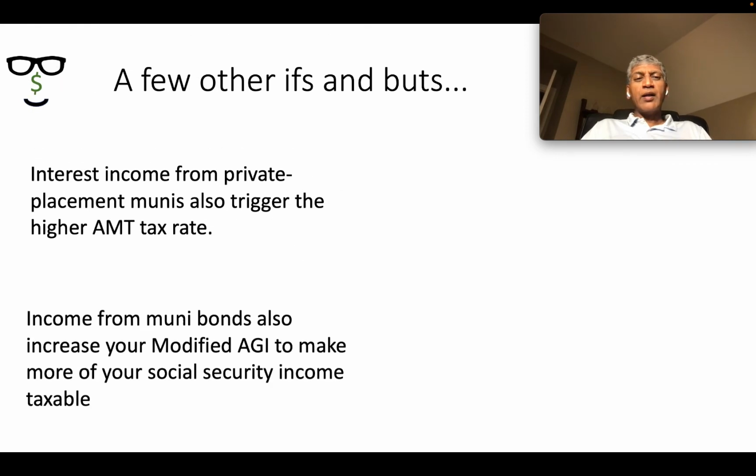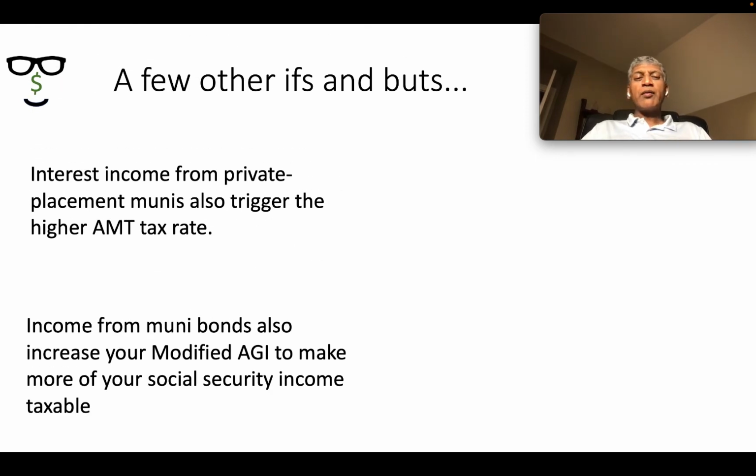One more thing I forgot. Income from muni bonds also increases your modified adjusted gross income. So some of you may be on Social Security and you say, yay, I bought a muni, I feel good about owning these tax exemptions. Not really. Depending on what your age is, what your Social Security is, a greater portion of your Social Security income may become taxable if income from municipal bonds pushes you above the modified adjusted gross income limit.